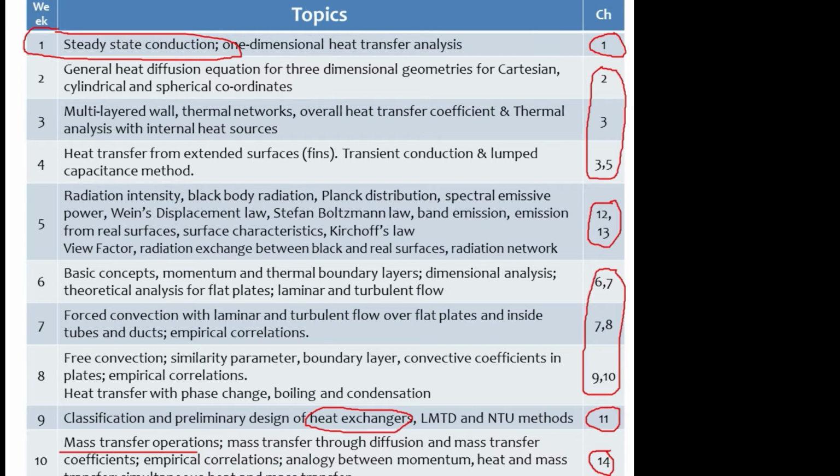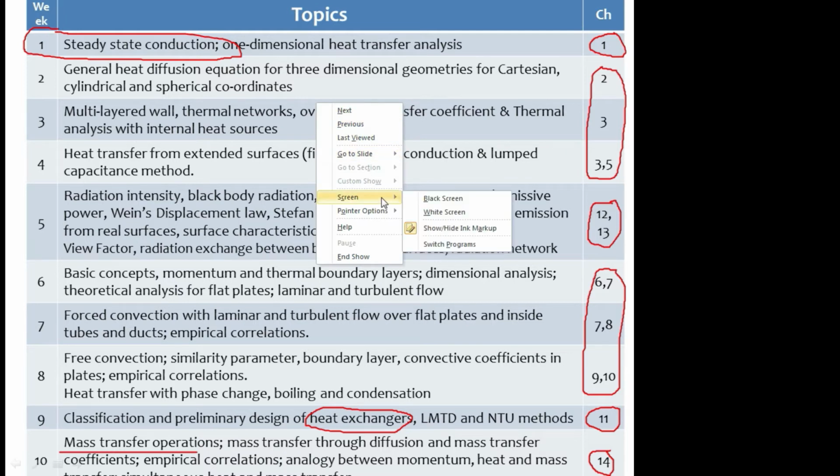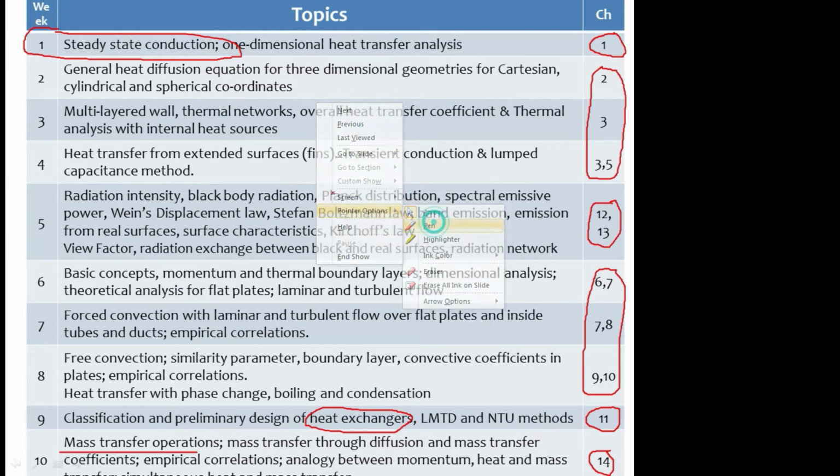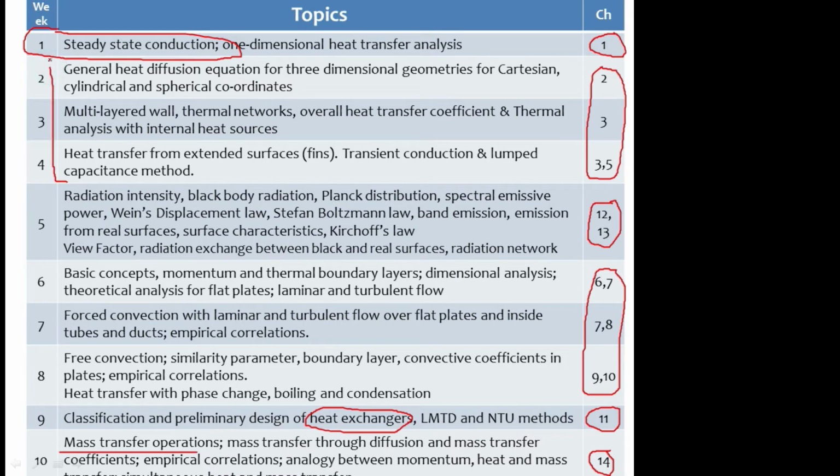For example, you can see over here that we have conduction, right? And then we have radiation, and then we have boundary layer analysis, forced convection, free convection, heat exchangers, and mass transfer. So there are various topics, and we need to keep track of those topics. It is a very important course. It is very basic. Basic does not mean basic in nature.